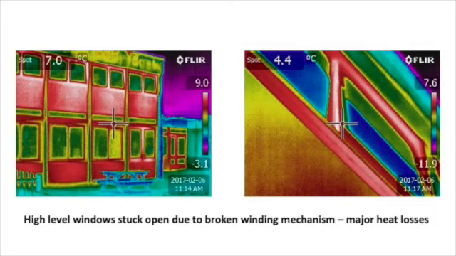And in this picture, these high-level windows were clearly open and allowing a lot of warm air out. But it turned out that the winding mechanism was broken and the windows couldn't be closed. Once this issue was highlighted by the thermal imaging survey, it only cost £85 to get it repaired, and the difference to the comfort of the whole building was instant and dramatic, as no doubt was the effect on their heating bills.